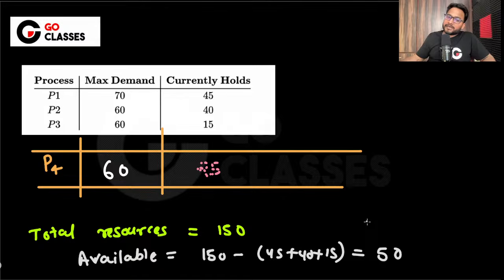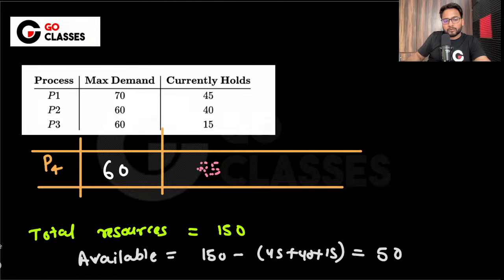The interesting thing is that 50 are available with you, and now some process is entering, and that process is asking for 25. So is it wise to give 25 or not? That's what we want to check. The question is very simple.